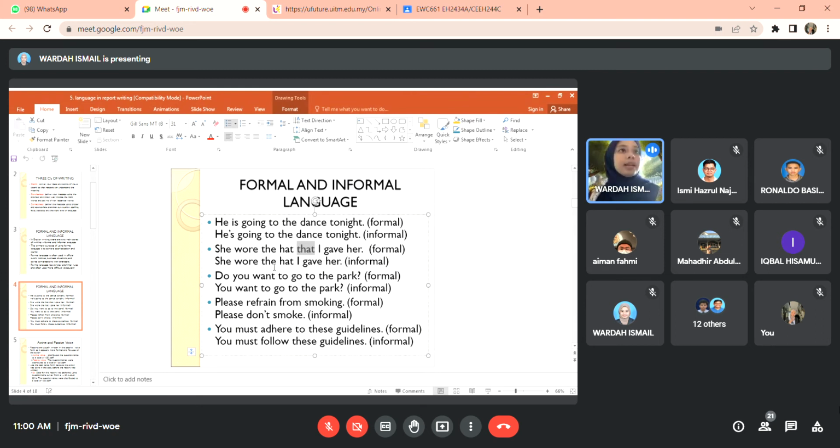Okay, another example. Do you want to go to the park? Kalau informal, you want to go to the park. So, dia tak ada do. Okay. Next one, please refrain from smoking. Kalau informal, please don't smoke. Okay, apa bezanya? Kalau formal, dia gunakan perkataan yang formal, yang lebih, how to say, lebih sort of lebih matang, bunyi dia lebih mendatar. Okay, bukannya ada negative word.